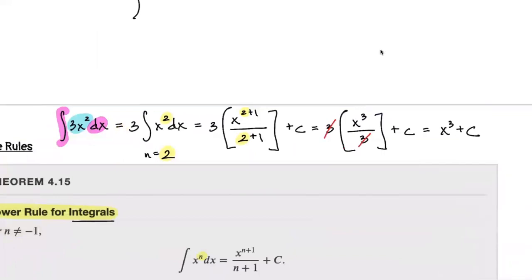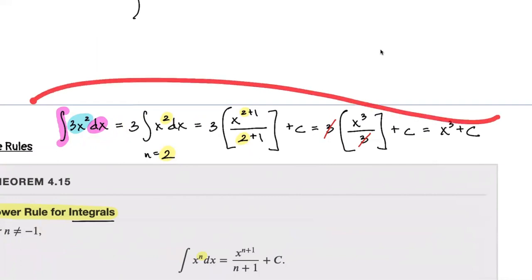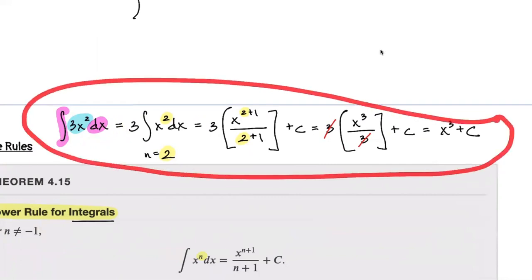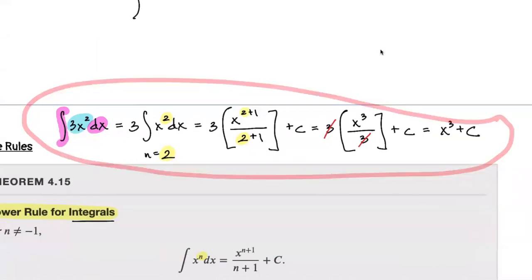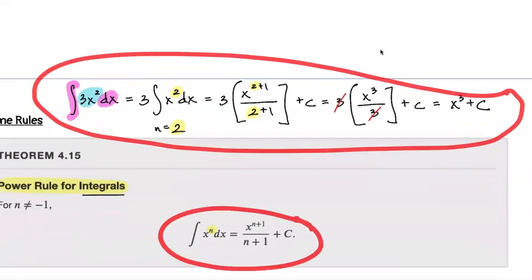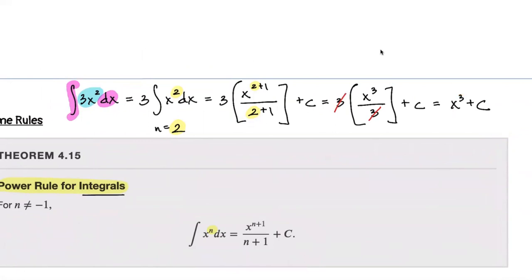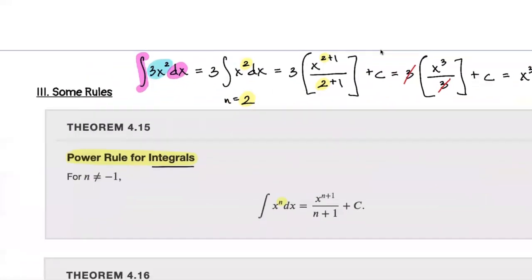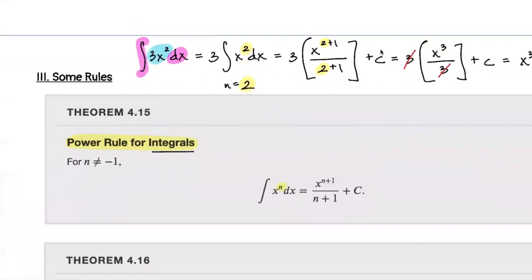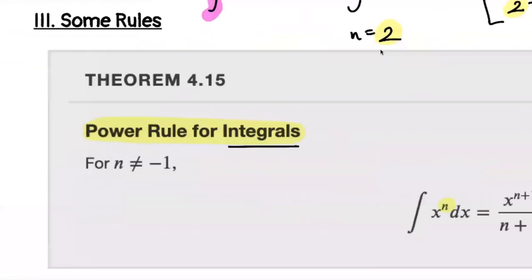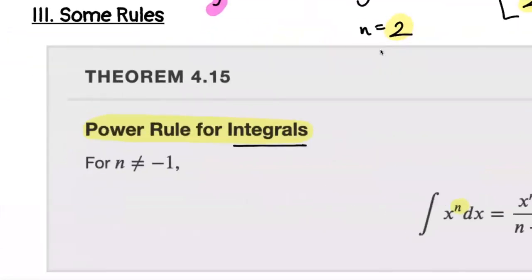Something that we could figure out in our heads, here is a more systematic way of approaching it. This power rule for integrals, if you see a power, you can use this power rule. Before I leave that though, I want to make a very big deal out of this tiny little piece right here.